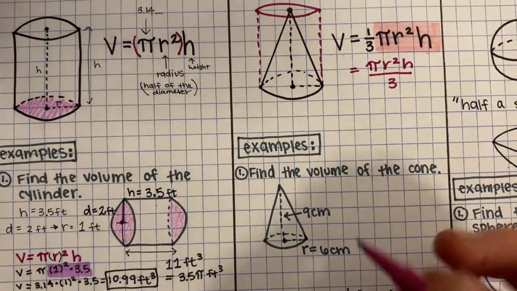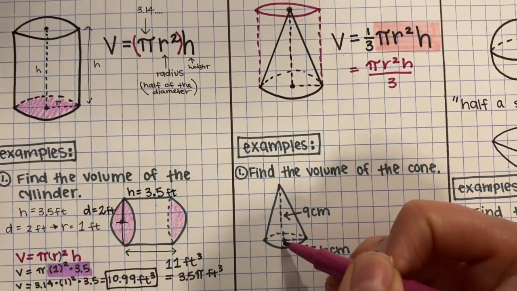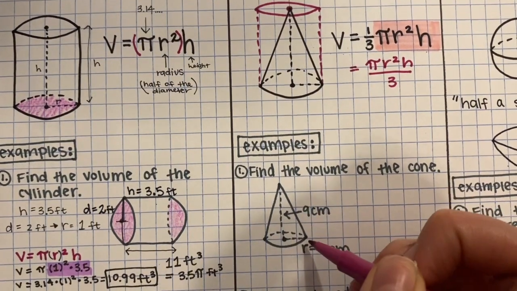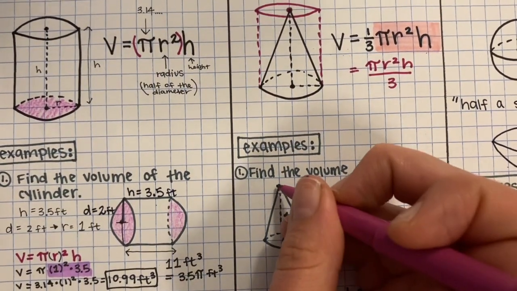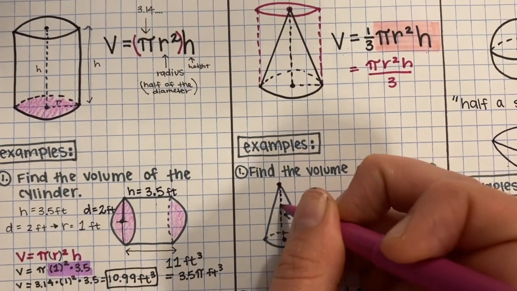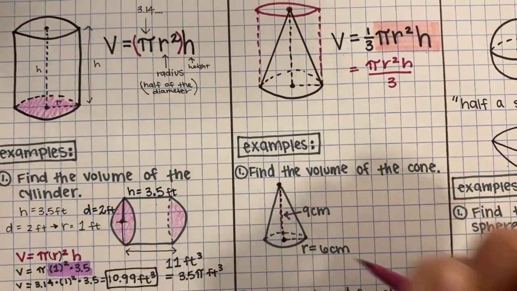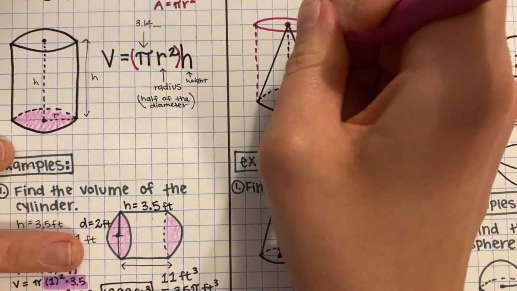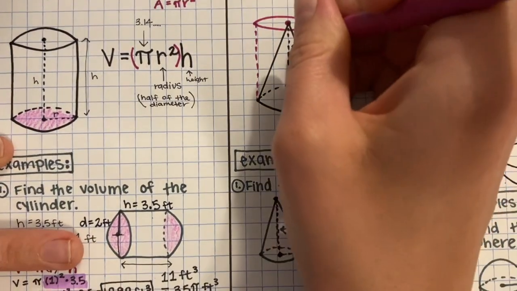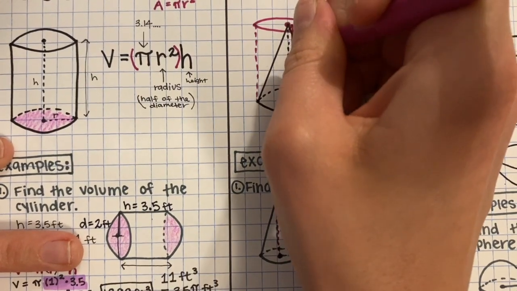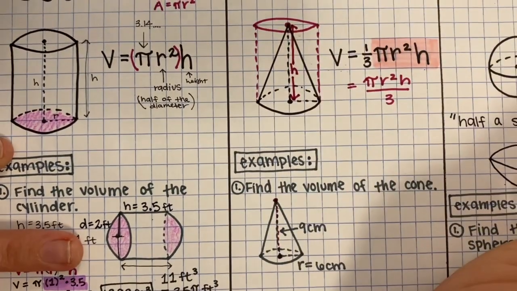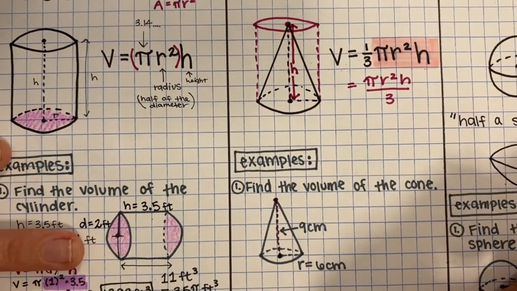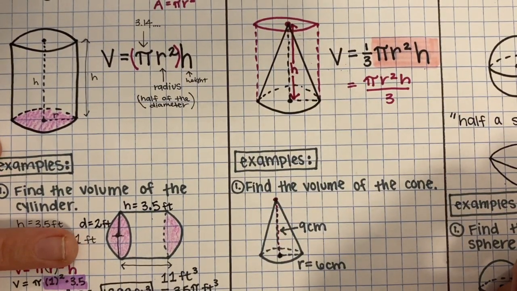So my height is from the tip of my cone to the center of our circular base. It's not the length of one of our sides. Make sure it's from the tip of our cone to that center of our circular base. That is our height. I'll mark it up here, from here to here. And our radius is from the center of the circular base to the outside of our circle.